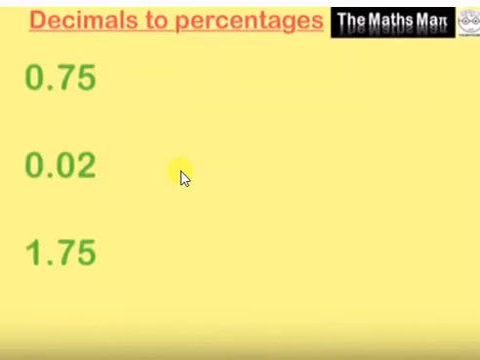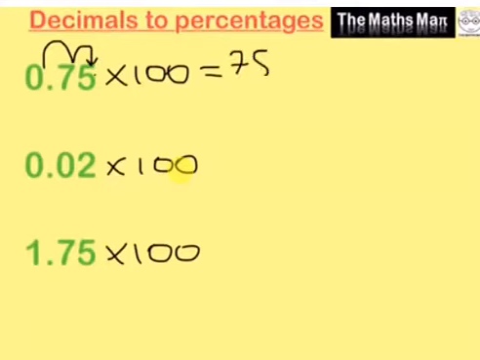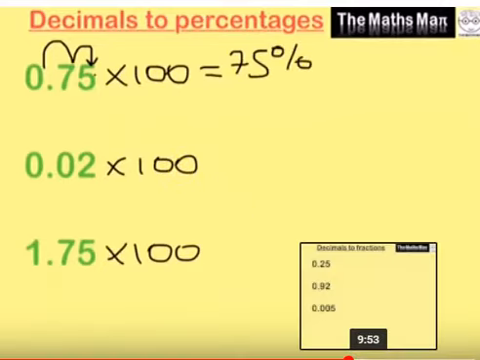Decimals to percentages. This is the simplest. You simply multiply by 100, and the dot will move 2 steps forward. For example, in the first case, the decimal point has been moved 2 steps forward, and that is going to be 75%. The same applies to that one.